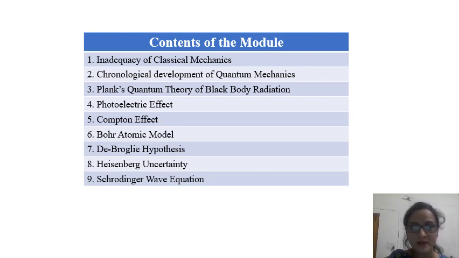First content is inadequacy of classical mechanics, chronological development of quantum mechanics, Planck's theory of blackbody radiation, photoelectric effect, Compton effect, Bohr atomic model, De-Broglie hypothesis, Heisenberg uncertainty principle, and last content is Schrodinger wave equation.